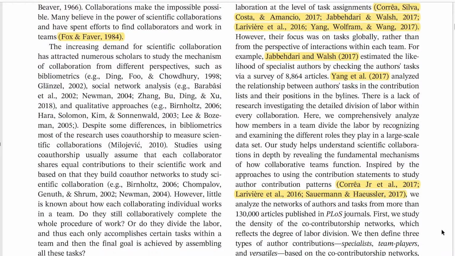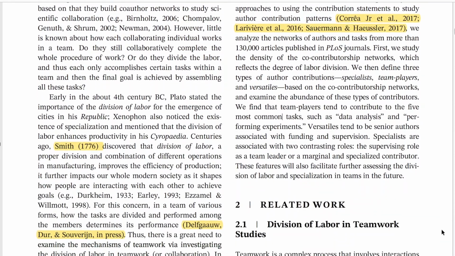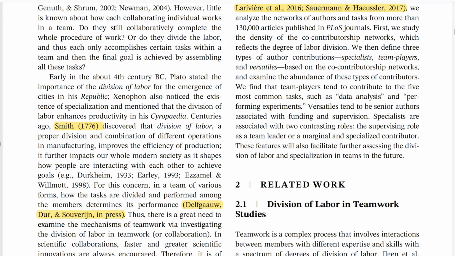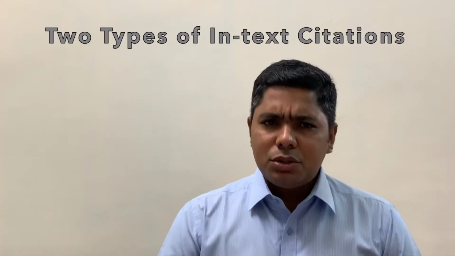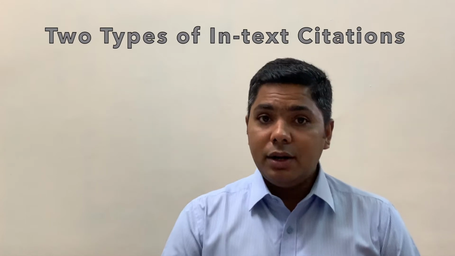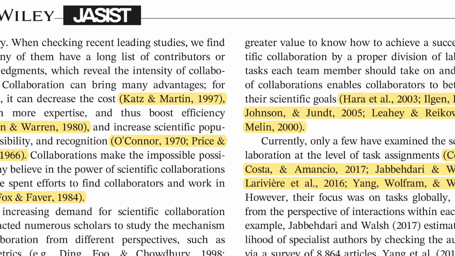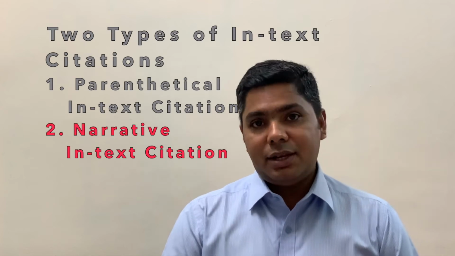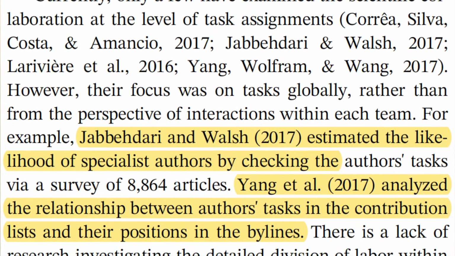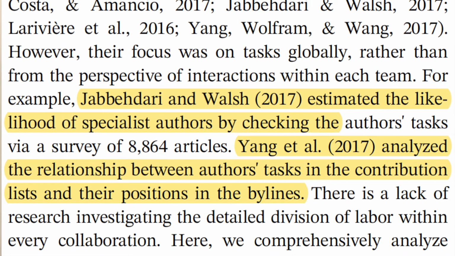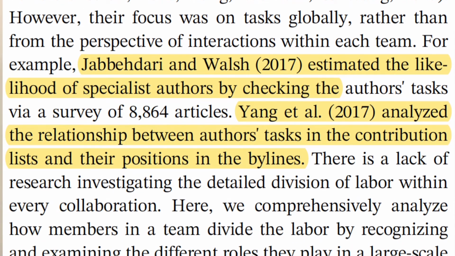Here, the highlighted parts are in-text citation because it appears within the text or within the body of the paper. There are two types of in-text citations. One, parenthetical in-text citation. Here, the in-text citation is given in parentheses or in brackets. And second one, narrative in-text citation, where it becomes part of the sentence and only the date or pagination is given in brackets. And sometimes, rarely, the date or pagination also may become part of the text or narrative.